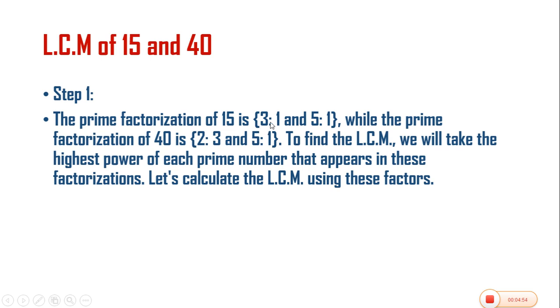For 3, the highest power is 1, and for 5, the highest power is 1. So we're taking 2 raised to power 3, 3 raised to power 1 and 5 raised to power 1. Let's calculate the LCM using these factors.